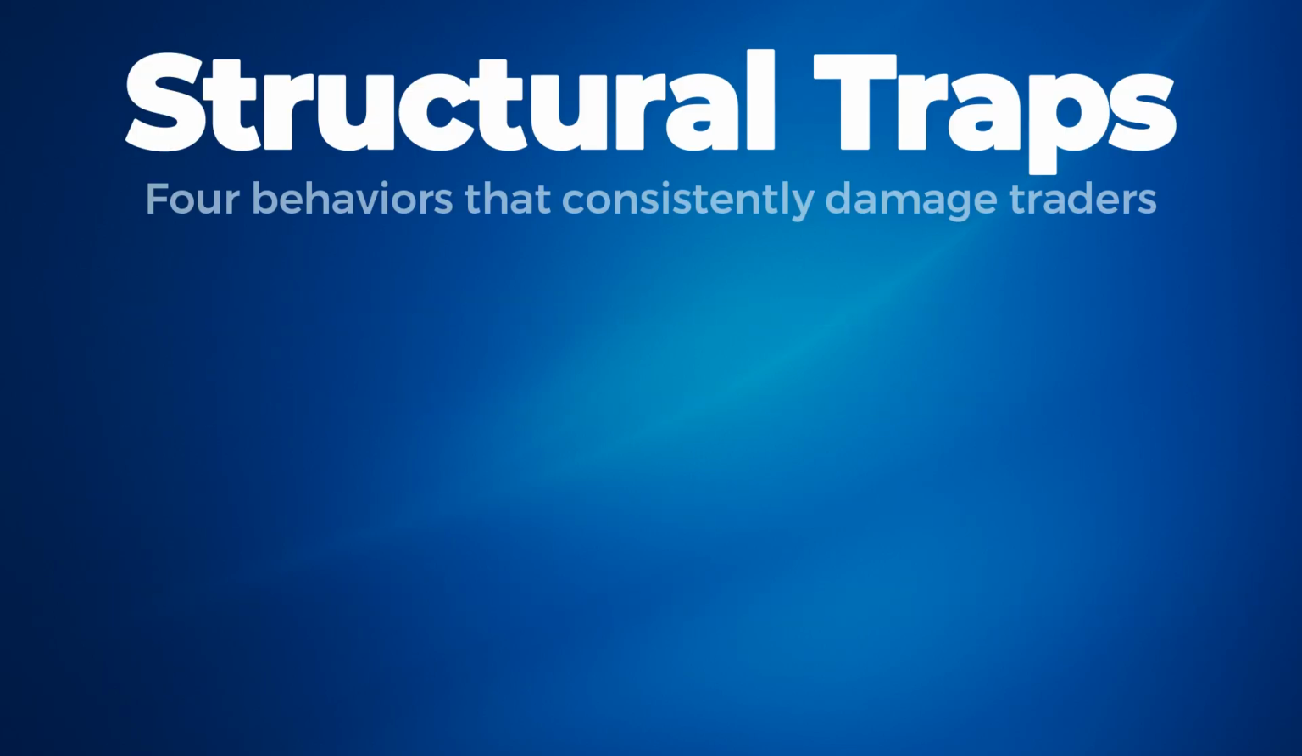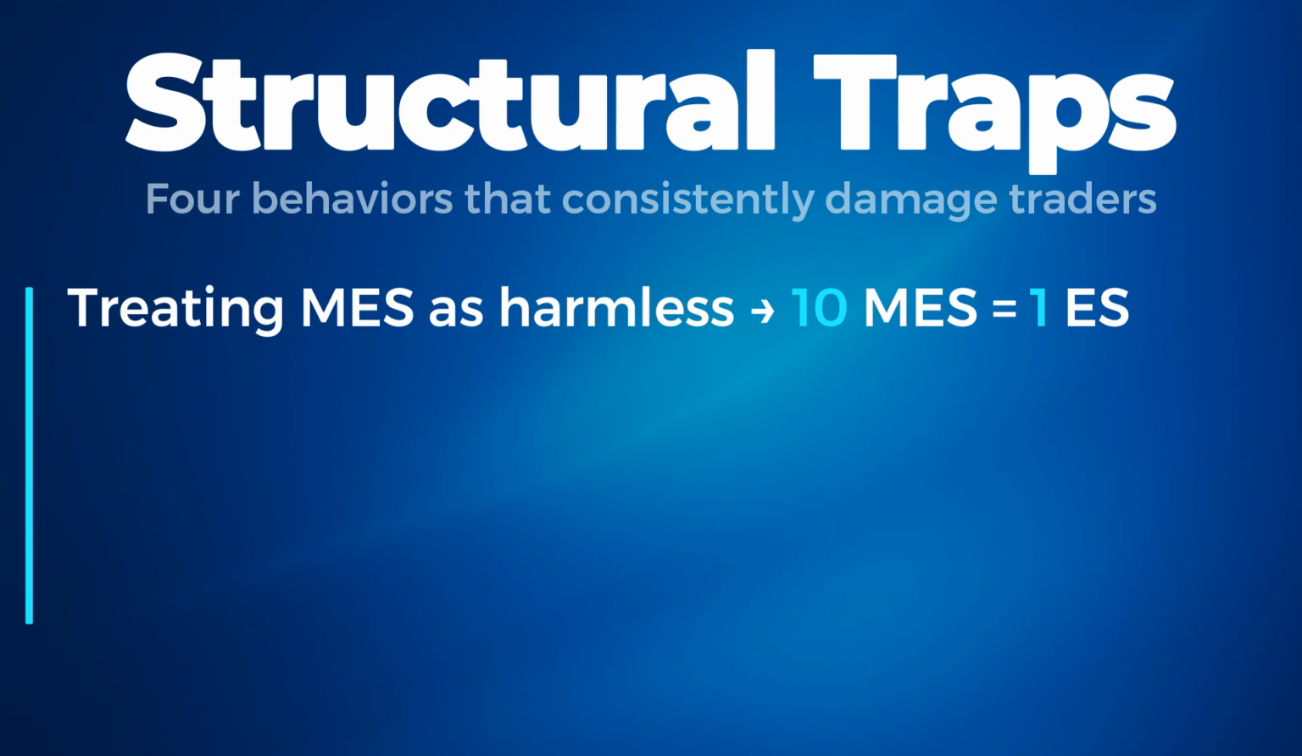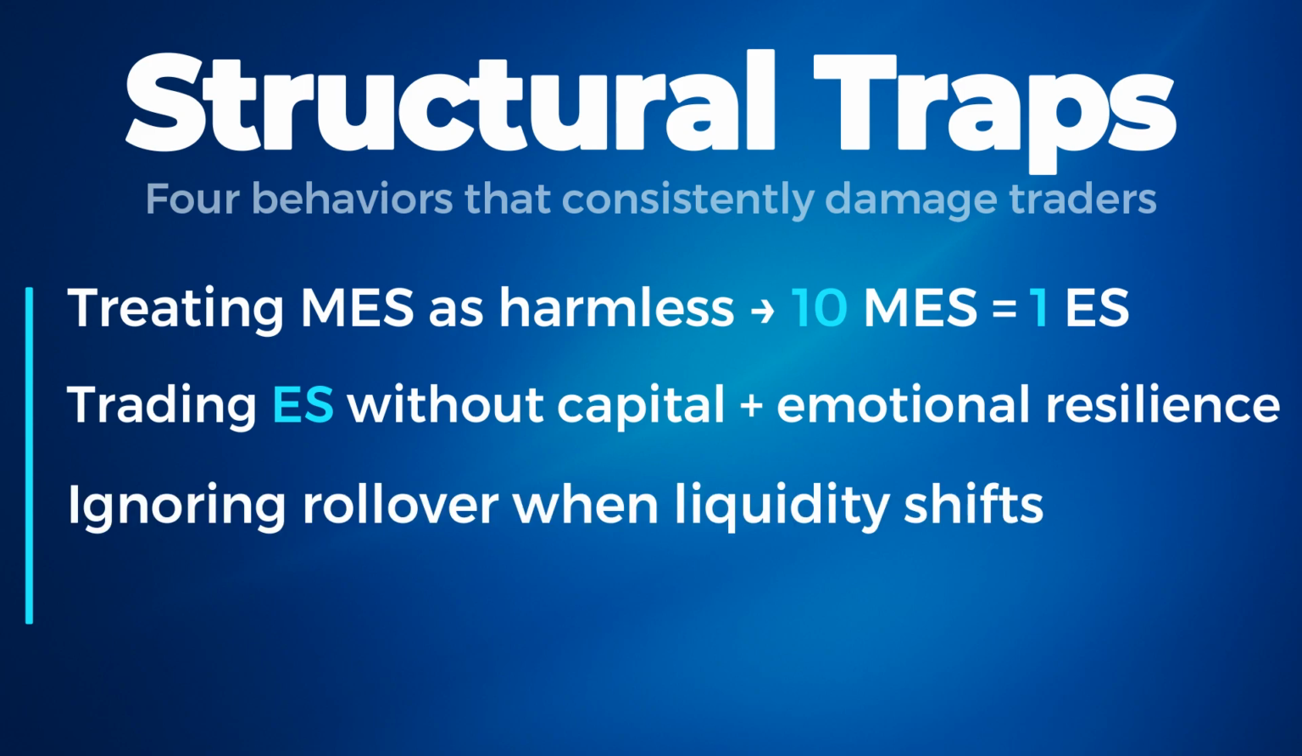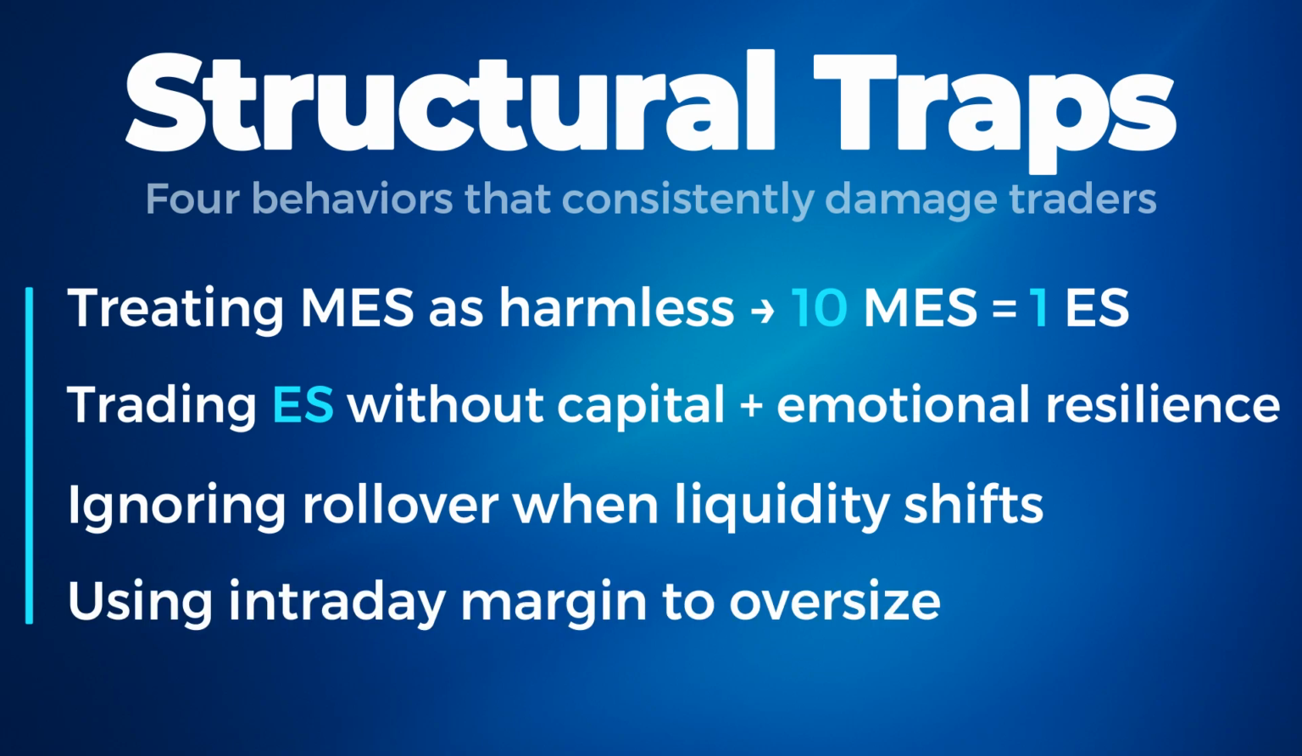There are 4 structural traps that consistently damage traders. Trap 1, treating MES as harmless. 10 MES contracts are equivalent to 1 ES contract. Exposure scales instantly. Trap 2, trading ES without capital resilience. Routine ES swings are large and require emotional stability. Trap 3, ignoring contract rollover. When volume shifts to the next contract, execution becomes thin. Trap 4, relying on intraday margin to justify position size. Margin is a broker policy. Exposure is the structural reality.